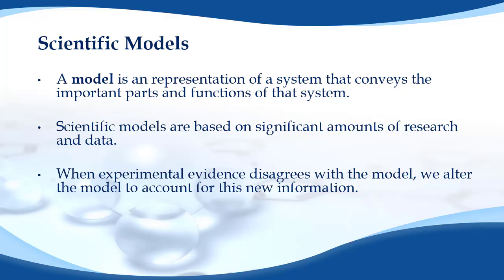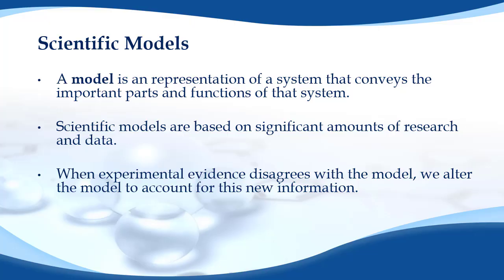Now, one of the important things about a scientific model is that when we come out with new evidence that disagrees with our model, that's not a bug, it's a feature. What we do is we alter the model to account for the new information. So what you're going to see as we move through atomic models is that they all start at the same basic place, but then as we make a new discovery, we make a change to the model that we were working with to account for this new information.